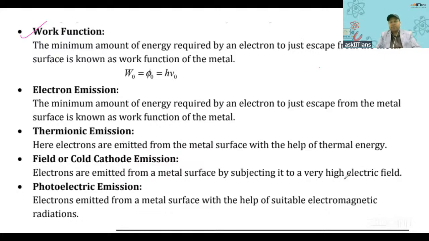The point which is important for us is photoelectric emission. What is photoelectric emission? The metal surface is incident with some radiation, and that radiation has some energy. That energy of the radiation gets transferred to the electron and the electron gets ejected. That is known as photoelectric emission. In this chapter, we study photoelectric emission only. Got it?